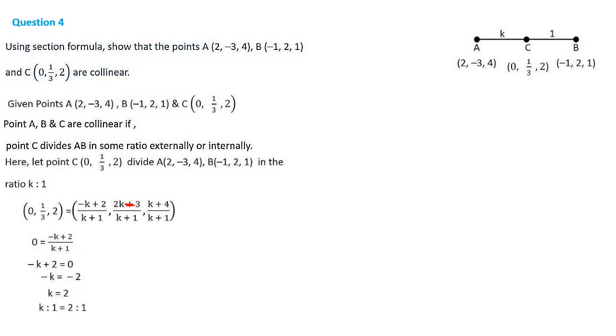That means k is to 1 is 2 is to 1. k divided by 1. Here there is no denominator, so we can keep 1. k divided by 1 is 2 by 1. So the ratio is 2 is to 1. Hence the point C, which we have already taken in between A and B, divides the line segment AB in the ratio 2 is to 1. Since the ratio exists here, we can say that these 3 points are collinear.